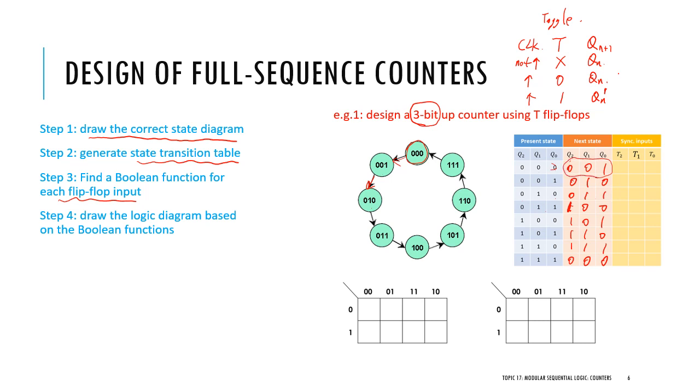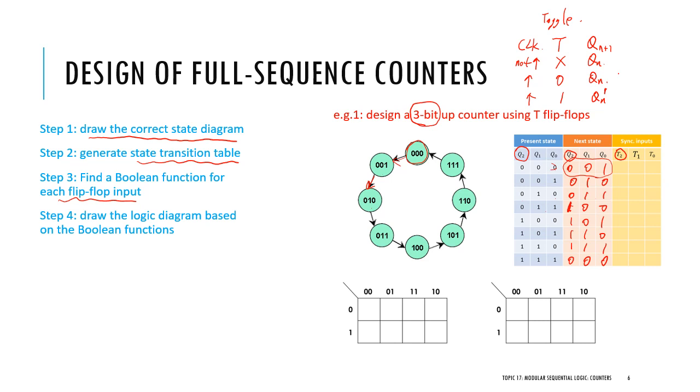So the next step is to figure out the flip-flop input value, so we can generate a Boolean function for them. So we need 3 T flip-flops here. So let's start from the MSB. So T2. Then we need to look at Q2. Right? So we know if current Q2 is 0, the next Q2 is also 0.